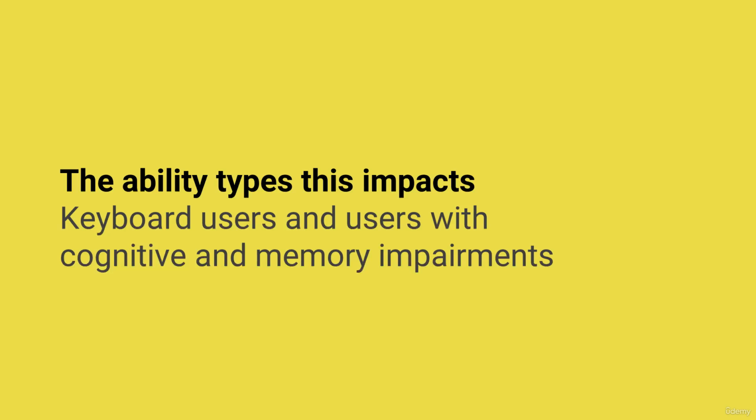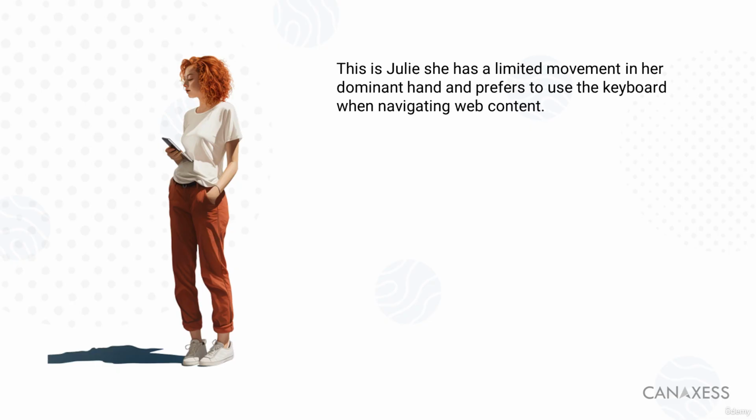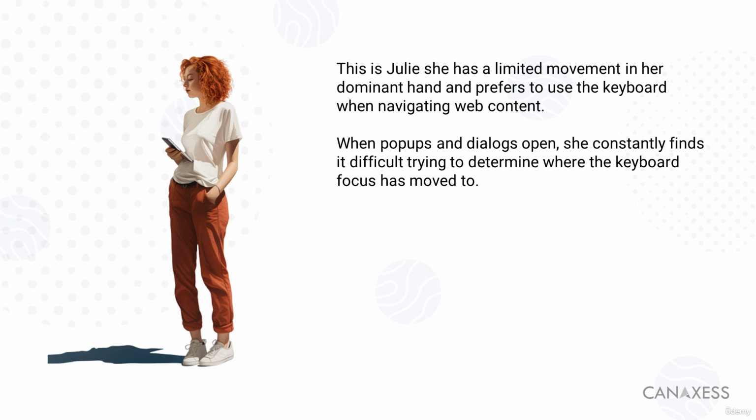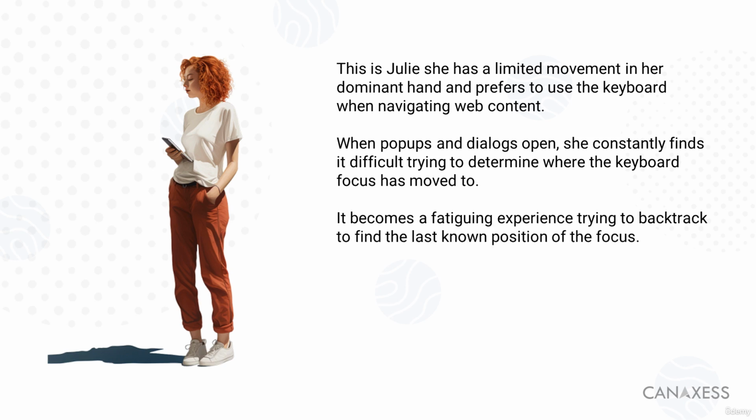So we know the problem the criterion attempts to solve, but what exactly is the impact to a user? This is Julie. She has limited movement in her dominant hand and prefers to use the keyboard when navigating web content. When pop-ups and dialogues open, she constantly finds it difficult trying to determine where the keyboard focus has moved to, and it becomes a fatiguing experience trying to backtrack to find the last known position of the keyboard focus.